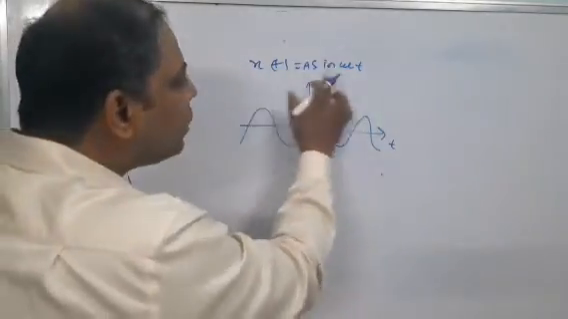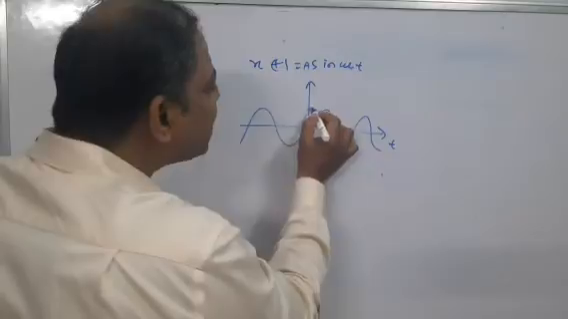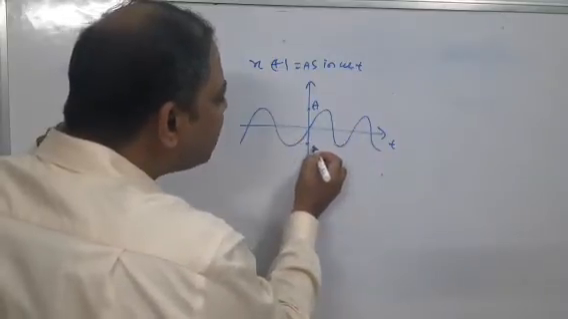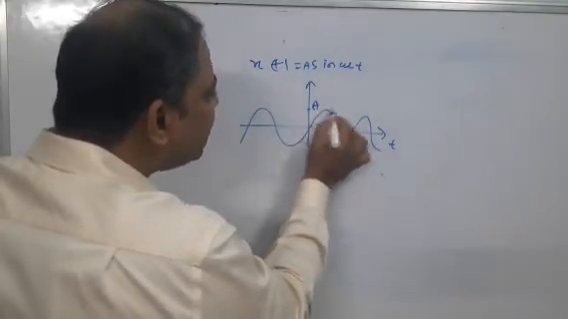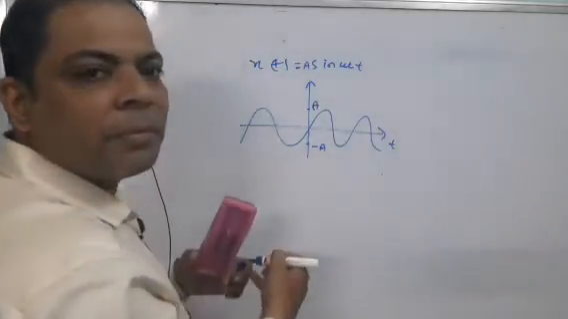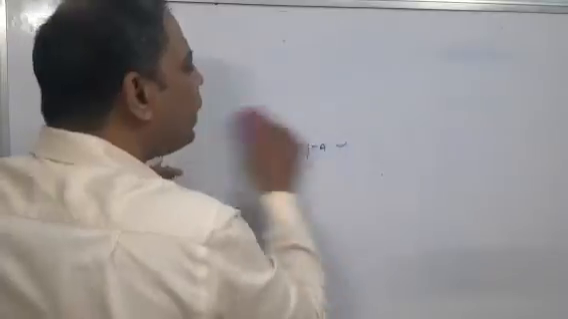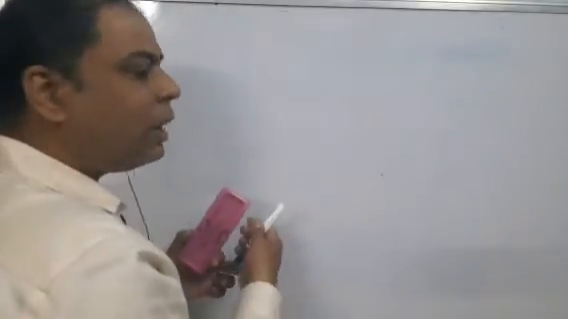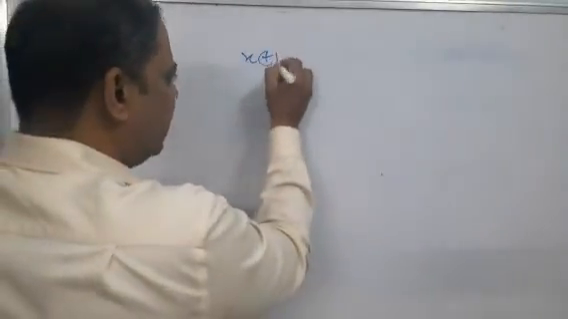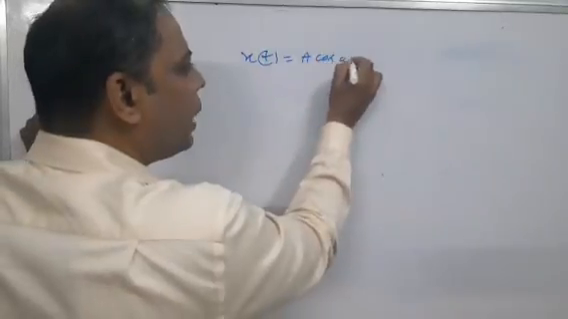Understood? Here actually x(t) is equal to A sin(omega t). That means you just mark this amplitude is A. This point, this value is A. This value is minus A. Okay. Similarly, you can sketch x(t) is equal to A cos(omega t). Try to understand what will be the sketch. x(t) is equal to A cos(omega t).